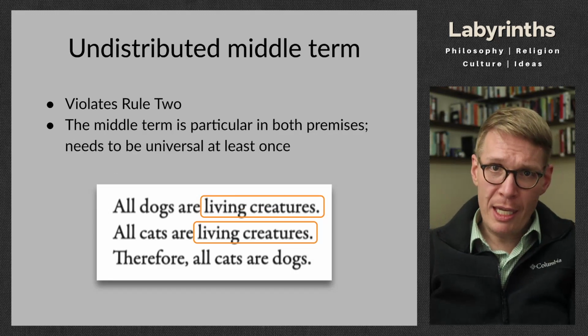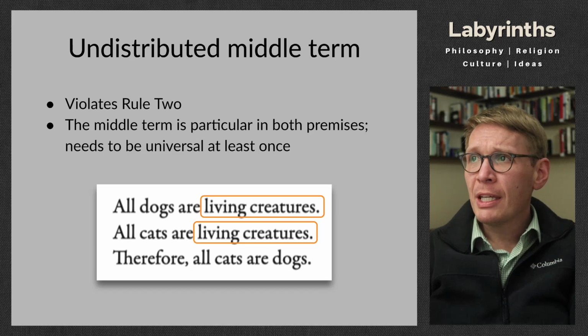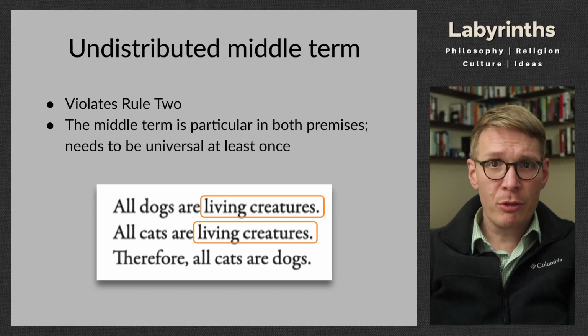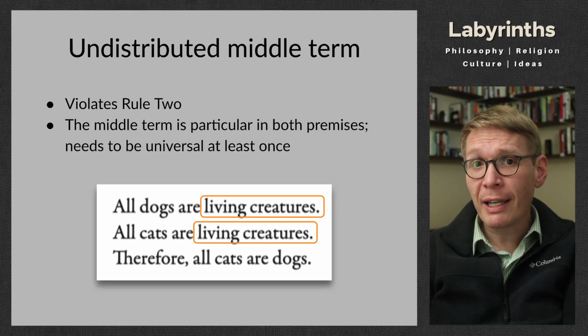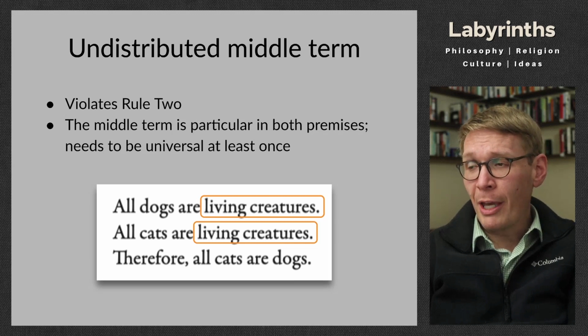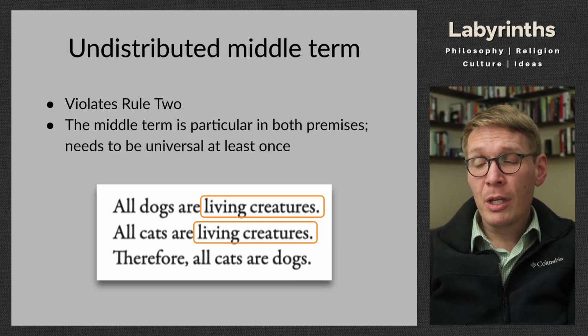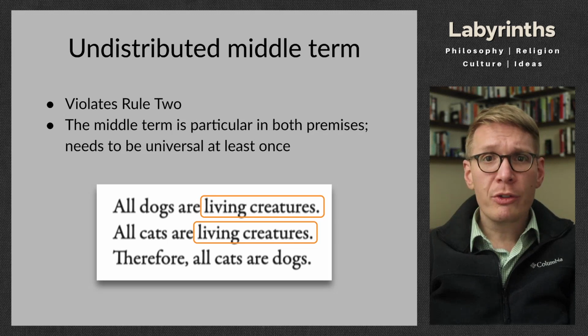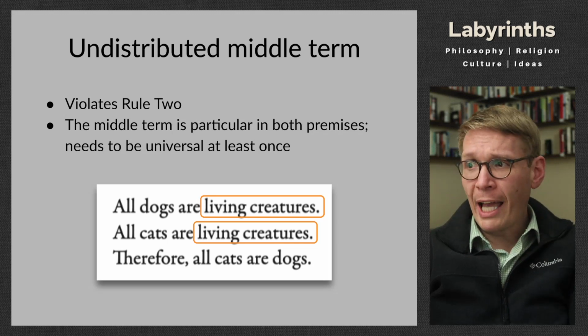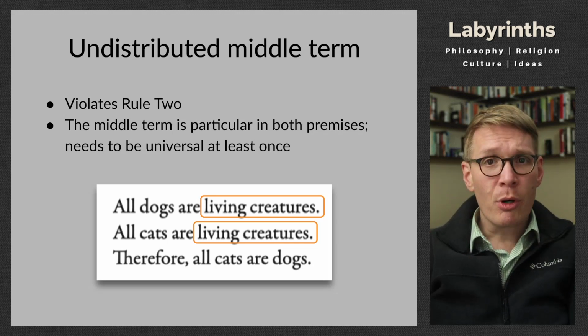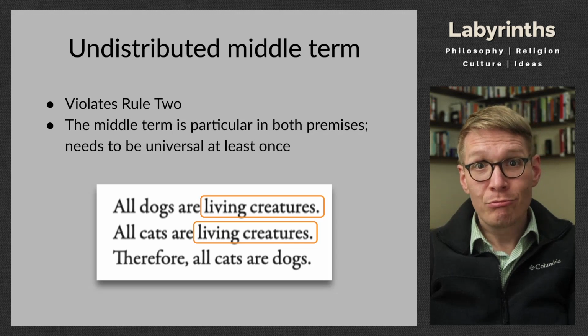A second way that a syllogism can go wrong is what's called an undistributed middle term. And this is something that violates Rule 2, as we see in this case. The example is, all dogs are living creatures, all cats are living creatures, therefore all cats are dogs.